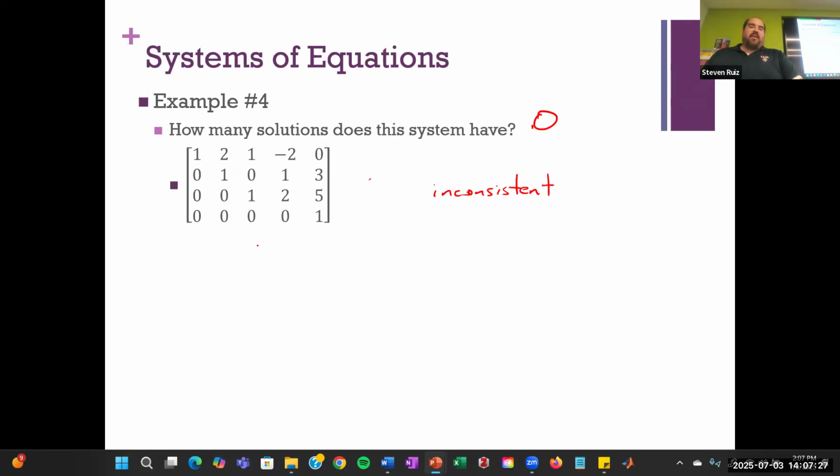So what change could I make so this had an infinite number of solutions? I think you said the opposite of what you meant. 0 over the last one is, yeah. So for what values of x and y is 0 equal to 1? None of them, right? But for 0 to equal 0, that's true. So this one's inconsistent. What about this one?